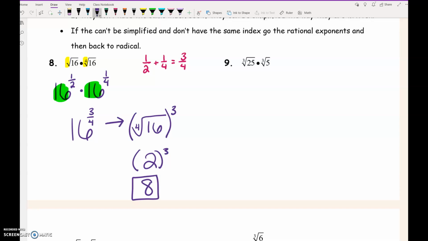Okay, the next one. This time, are the index the same? Yes, if the index is the same, you can combine them. This is the third root of 25 times 5. What is 25 times 5? 125. Is 125 in the thirds column? Yes, it is. The third root of 125 is 5.